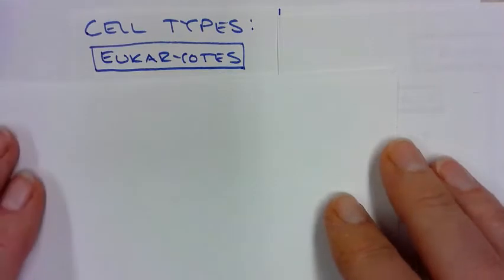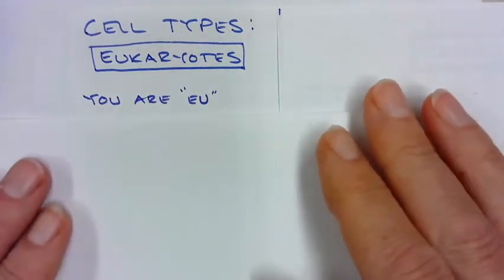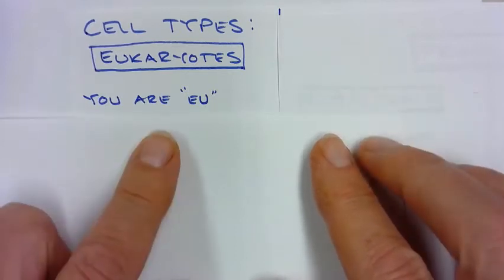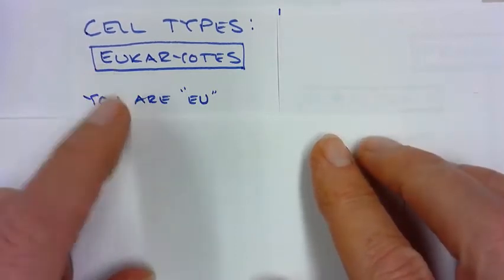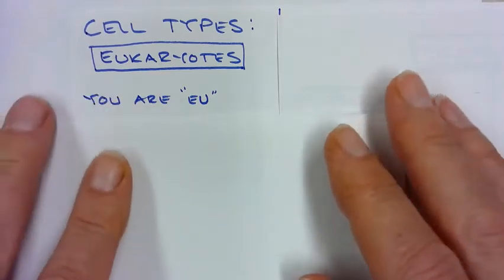Let's start with eukaryotes because those are the most familiar. The way to remember this is that you are eukaryotic. So I think of the EU and you. So you are eukaryotes. You are comprised of eukaryotic cells.